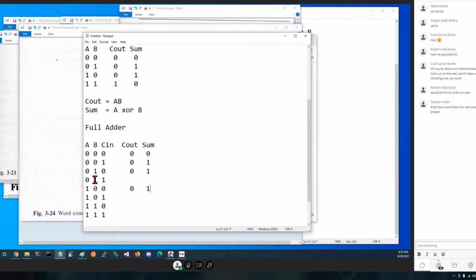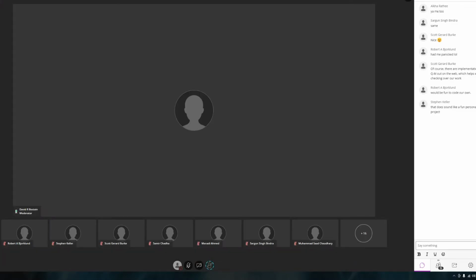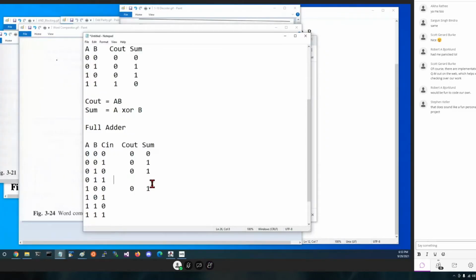Now, if we add A and B together, B is a 1 and carry is a 1, we get the number 2, which means it can't go in a single column. That means carry has to be a 1 and sum has to be a 0. And all the ones that take 2 in will look like that. Finally, the last one actually adds up to 3, which means we not only have a sum, but we have a carry.